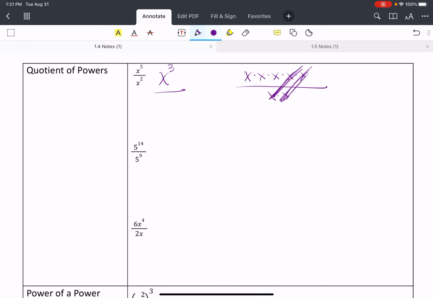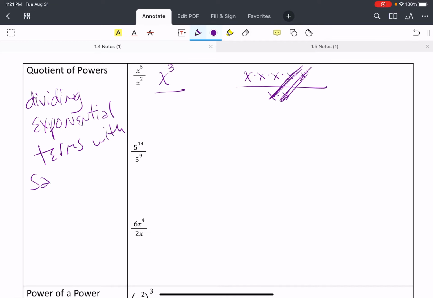So notice how this one's real similar to our last one, right? So if I am dividing exponential terms with same base, subtract the exponents.